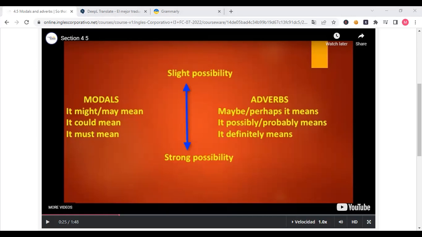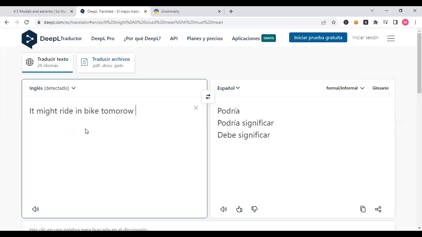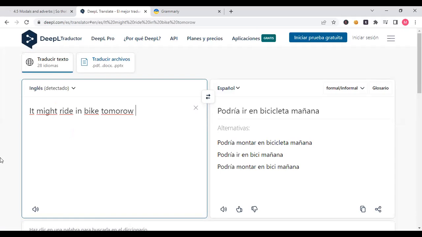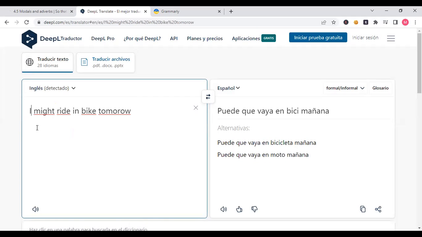No entiendo cuál es, o sea, no le agarro la idea. Okay. I'm going to give you guys some more examples. That's okay.